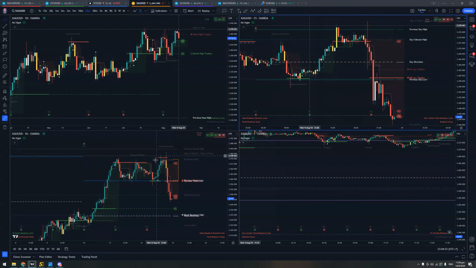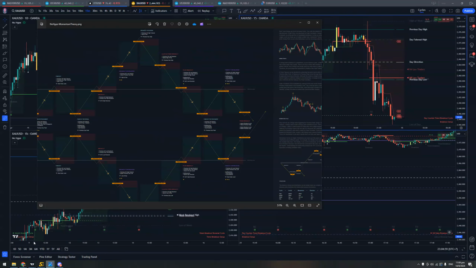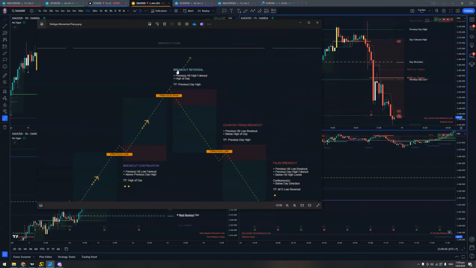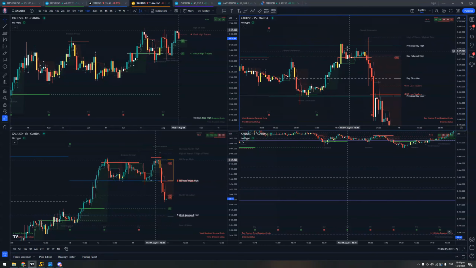Fake out day at the top, we broke out above the previous week high. We're faking out the previous day high. When you break out of a breakout high and you fake out a previous high, that's a breakout reversal. So I'm trading a breakout reversal setup on the weekly. I attempted this move in Asia, did not see this in real time, and had nothing in London.